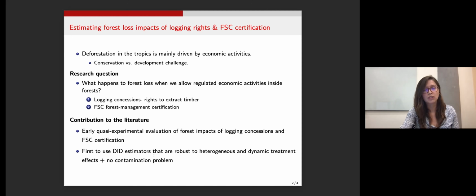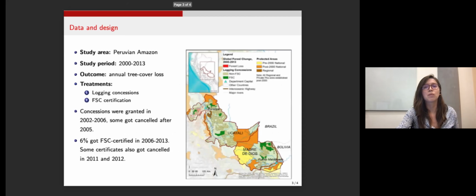And to the best of our knowledge, we are the first ones to use DID estimators that are robust to heterogeneous and dynamic treatment effects. And for the case of FSC, we are able to handle the contamination problem and isolate the effect of FSC. So now moving on to the context of the data and the design.